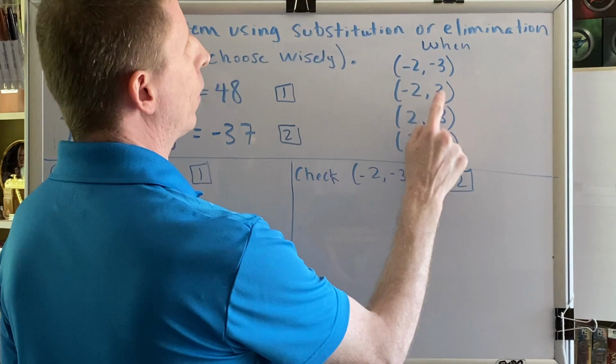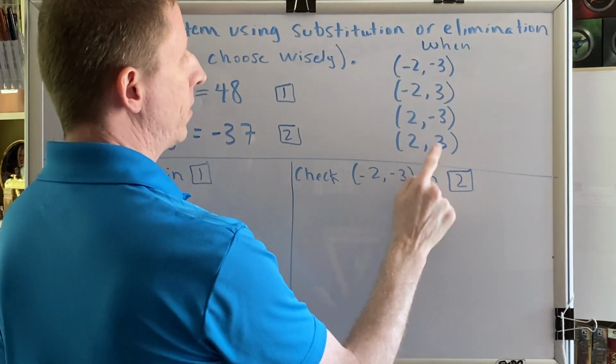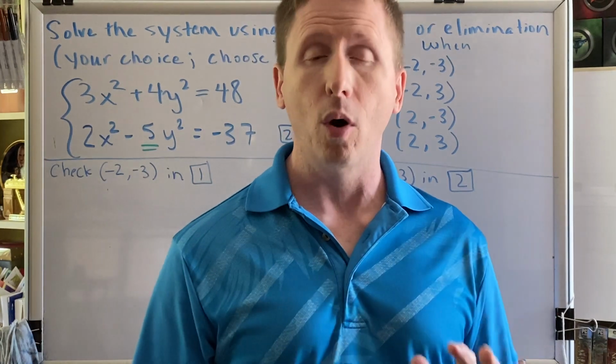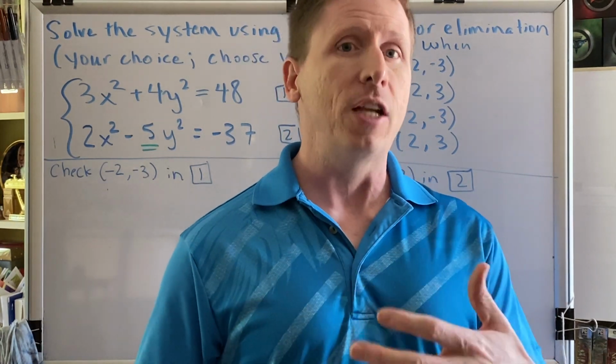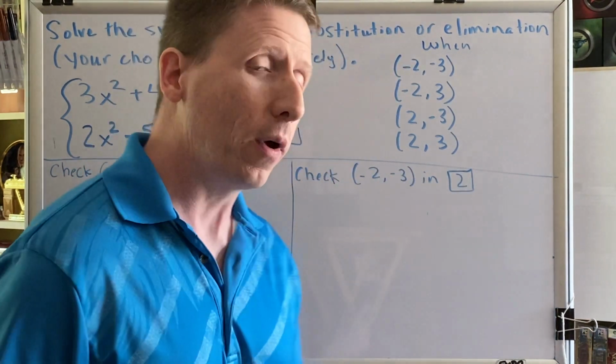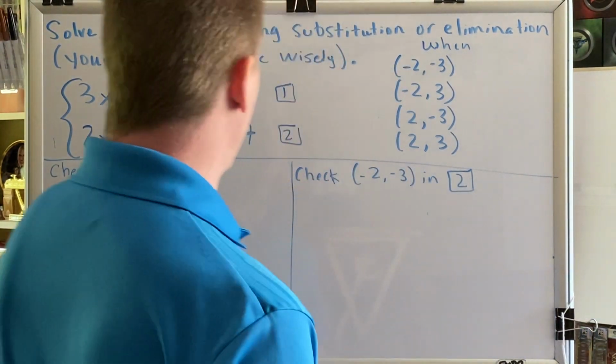Negative, negative, negative, positive, positive, negative, positive, positive. We must now check all 4 of these points in both equations to determine for each one if it is indeed a solution to our system. Let's start with the 2 negatives. You'll see why in a moment.